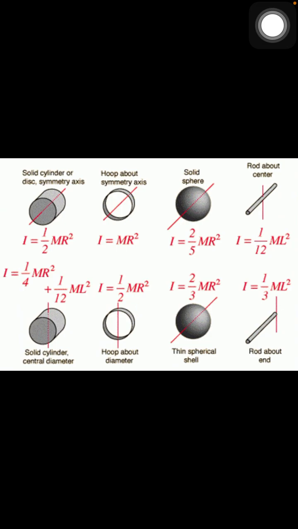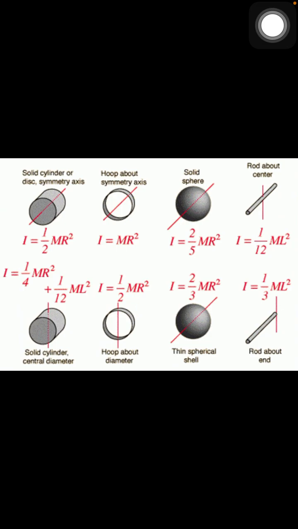A solid cylinder or disk about its symmetry axis has moment of inertia half mr square. Hoop about symmetric axis, mr square. Solid sphere, 2 by 5 mr square. Rod about center, 1 by 12 ml square. And solid cylinder about central diameter, 1 by 4 mr square plus 1 by 12 ml square.